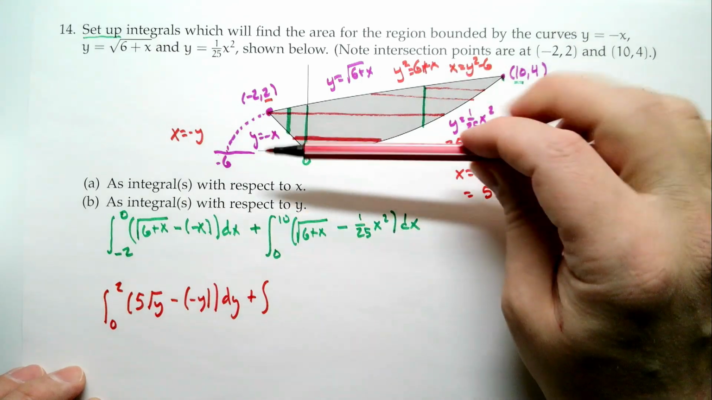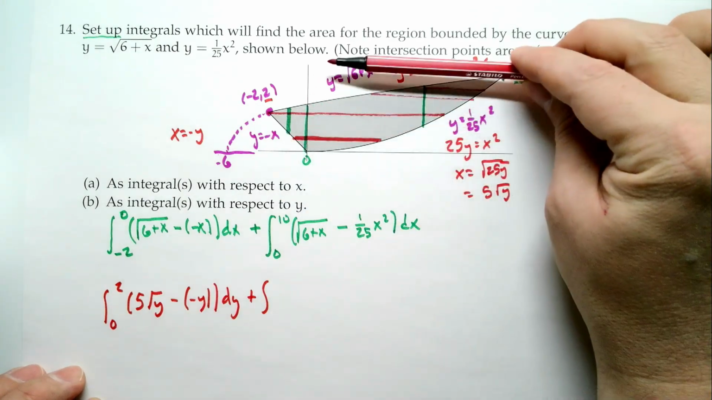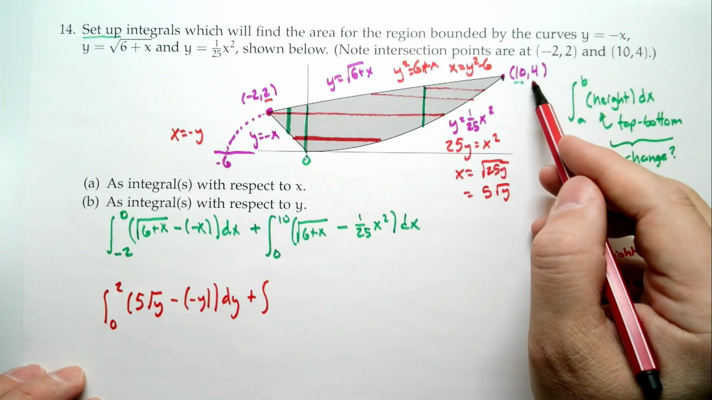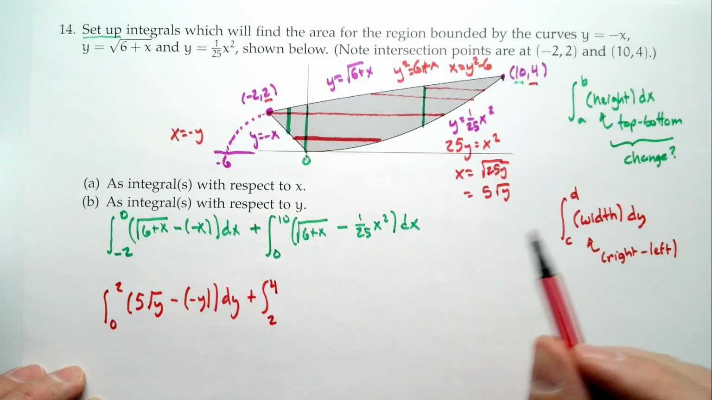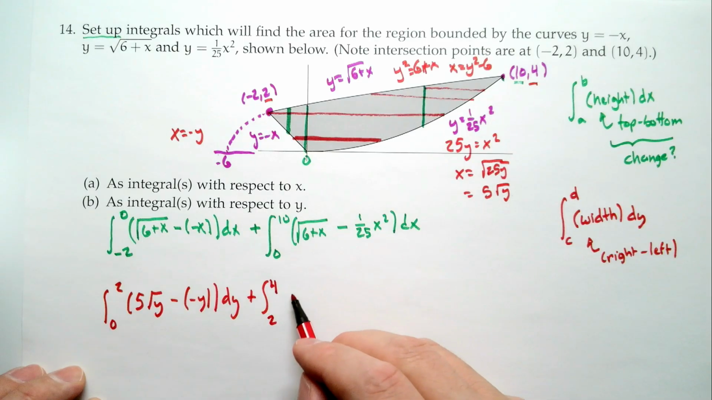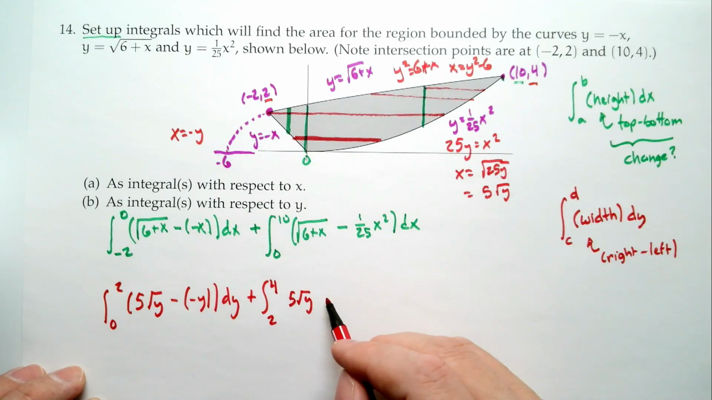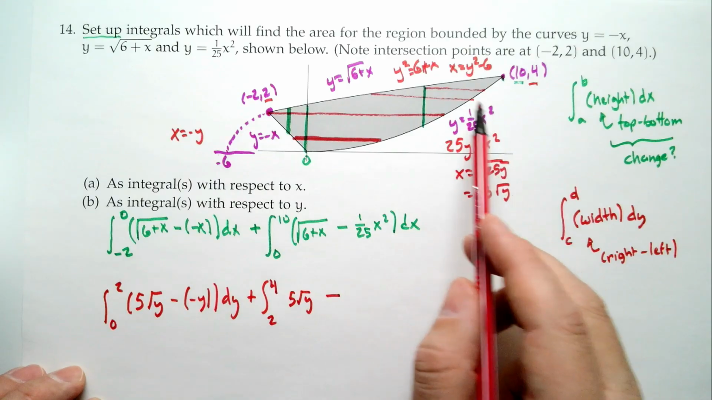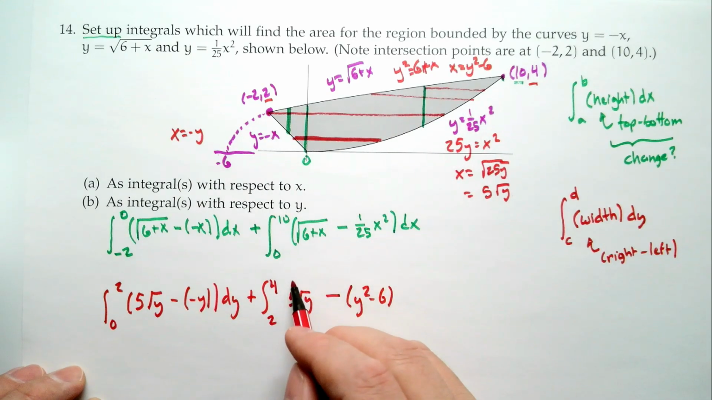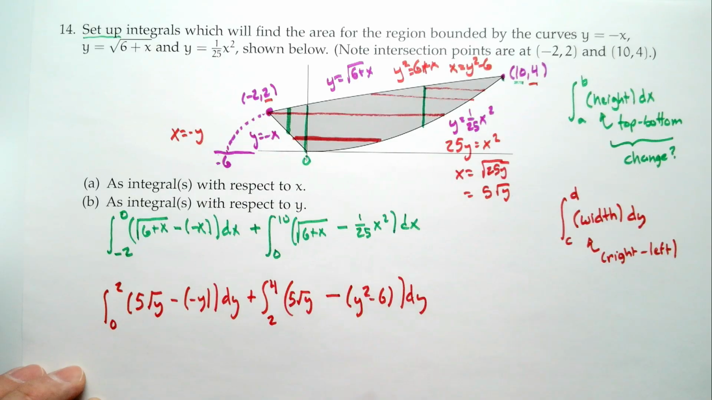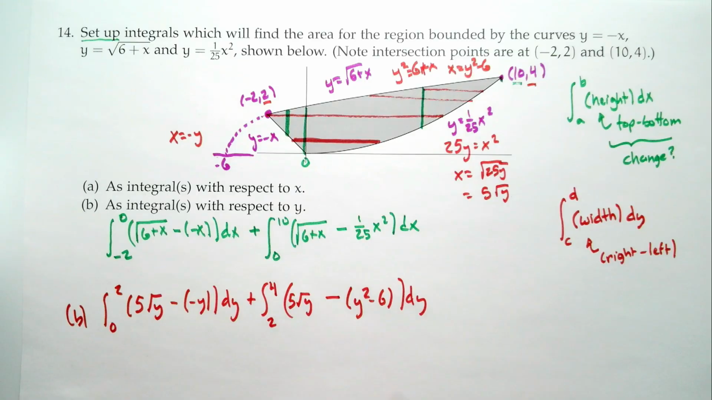Now we go from where we changed behavior, which was at 2, up until the top. And we end here, we can see the y value is at 4. So 2 up to 4. The right curve is still 5 square root of y. And then we're going to subtract. The left curve has changed into y squared minus 6. And that's dy. And so there's our two answers. There's part B, and I guess I should have marked this as part A. All right, and we're done.